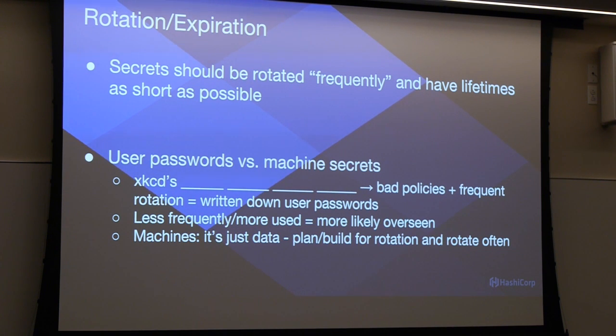For user passwords, they're less frequently rotated and more likely to be seen, but for machines, it's just data, right? Machines don't really care. You can make that password with machines using 50 characters that are purely random. It doesn't care. It's just a string, right? So machines can rotate much more easily, and they can use better passwords. They don't need to rely on human memory. So the point there is to rotate more often and make those passwords strong and random, because machines don't care.